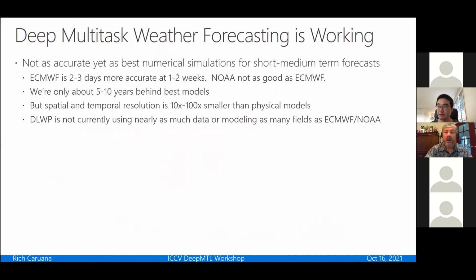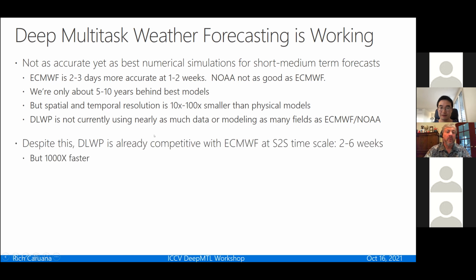So, hey, we're not yet as accurate as the best models. They're still 2 to 3 days ahead of us. NOAA is not quite as good as ECMWF yet. So we're actually closer to NOAA than we are to ECMWF. But we're only about a decade behind what these models were able to do. And we've only been working for a couple of years as opposed to a century. And our spatial and temporal resolution is much smaller, and we don't use half of the variables that they use. So it's really impressive that we're sort of even in the ballpark, given what we're doing.